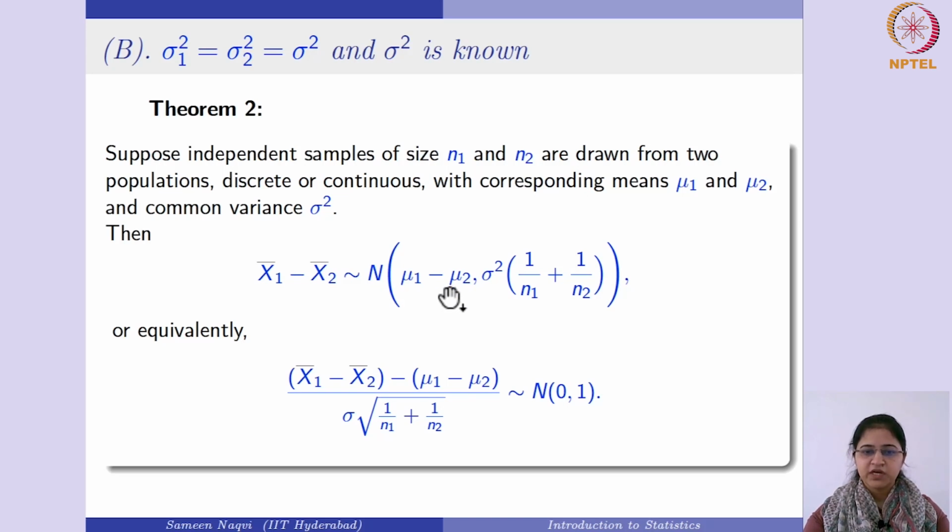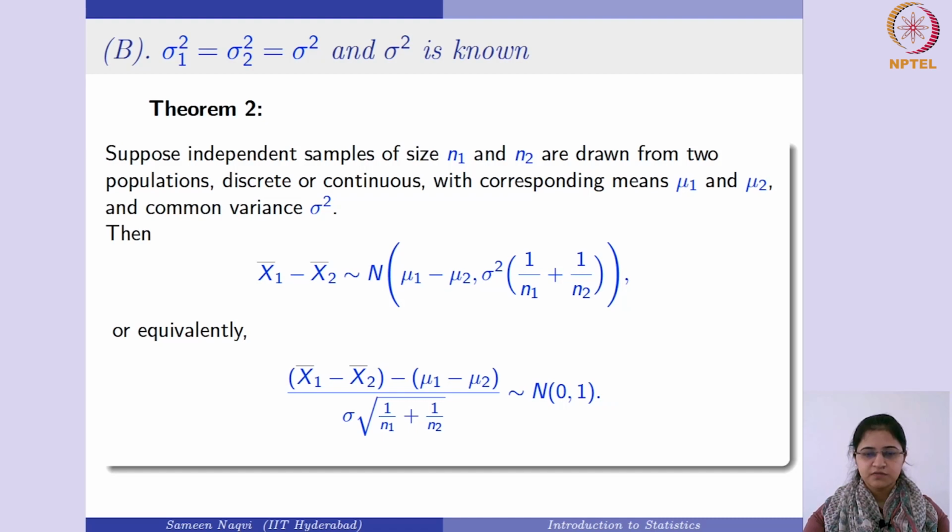The mean would be mu1 minus mu2, and here you can take sigma square outside because it is common to both of them. When you standardize it, you get sigma times the square root of 1 over n1 plus 1 over n2, and it will follow normal 0, 1.